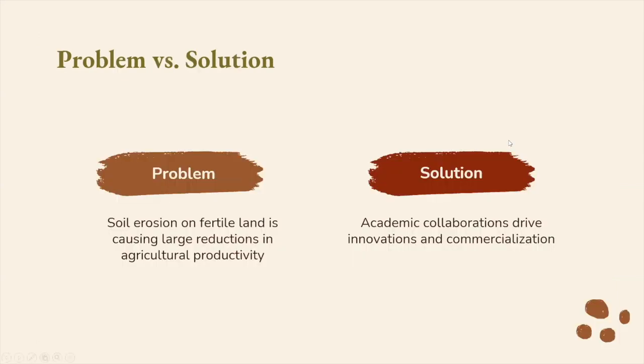So to summarize, before we get into our proposed solution, we are trying to tackle the issue of soil erosion caused by climate change, and specifically its effect on causing large reductions in agricultural productivity. Our solution that we propose is a transnational academic collaboration, which would drive the innovation and commercialization within the agricultural industry to battle this issue.